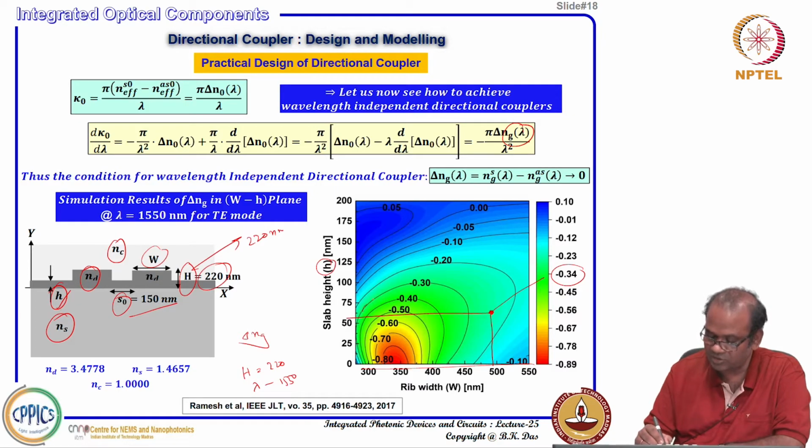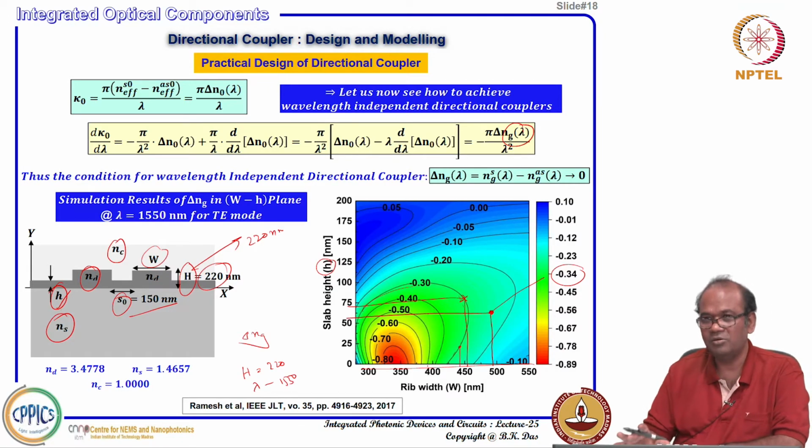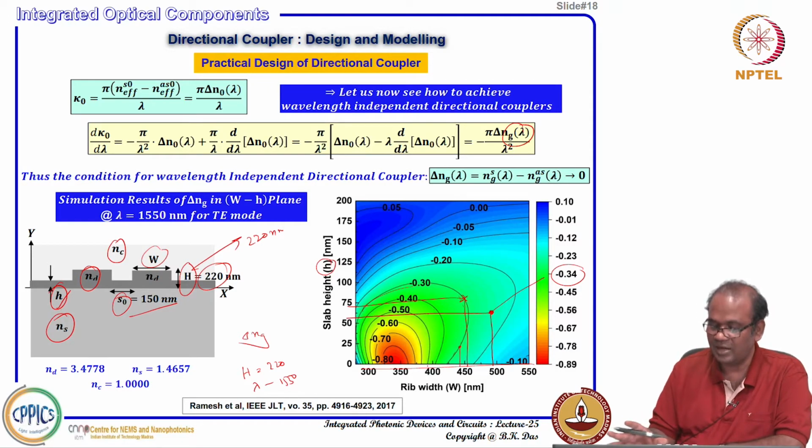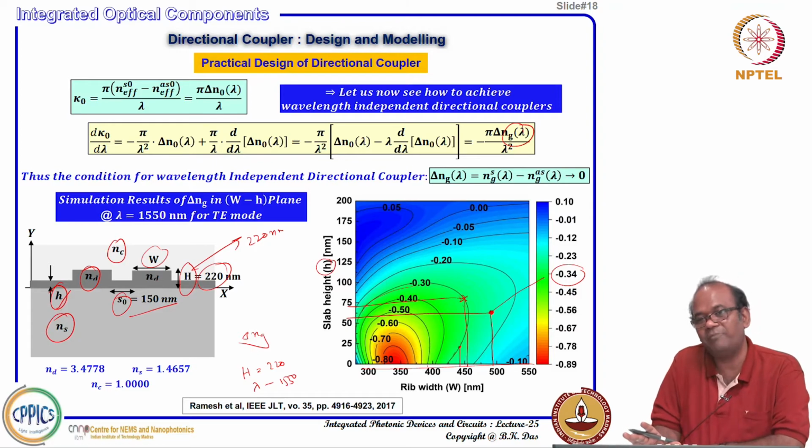So, these lines show that around any value of W, suppose you want to consider this value. So, this is the waveguide width and this is the slab height. There, the delta Ng is minus 0.3, and the same thing will happen if h is small and I go to another waveguide width. So, that is how we have calculated. So, this is a kind of lookup map.